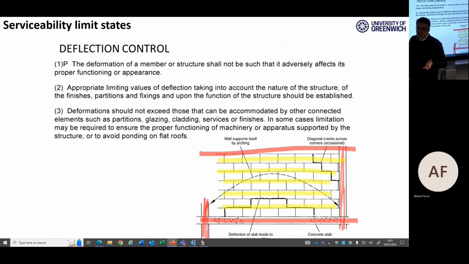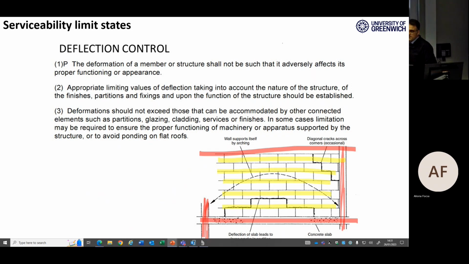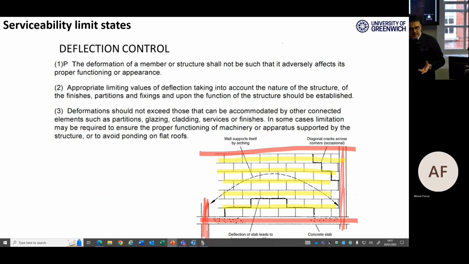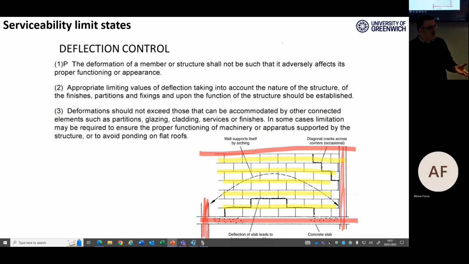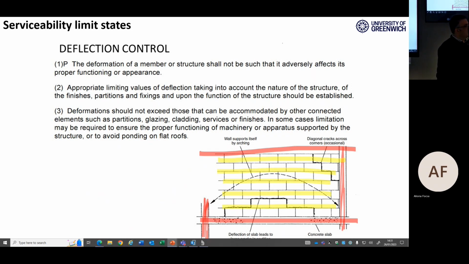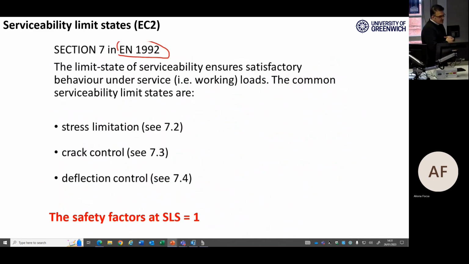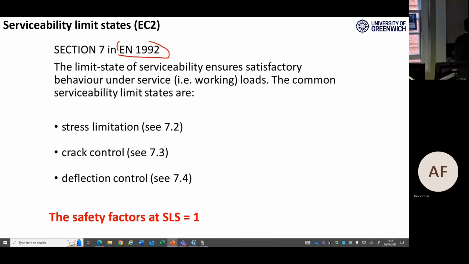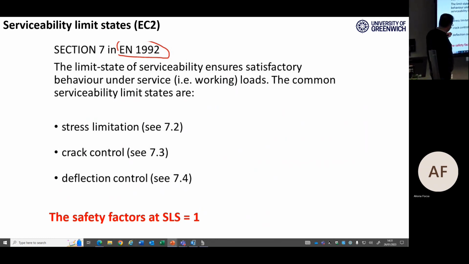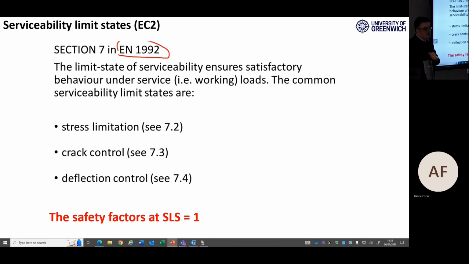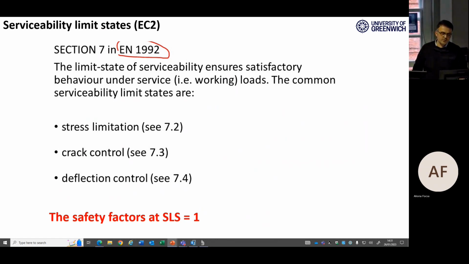So the code needs to show some respect to this fact that in the serviceability limit state, the day-to-day life of the structure, everything works well. So there are some regulations in the code just to ensure this kind of performance, in terms of 3 major categories: stress limitations, crack control, and deflection control. And these are the sections related to these three kinds of controls. So don't worry about this part. This is not very complex.